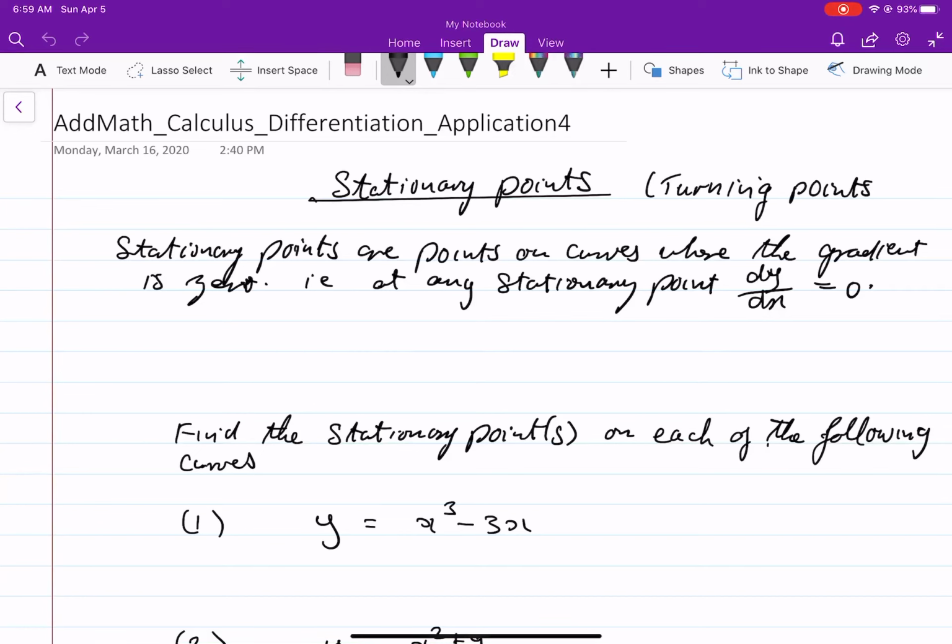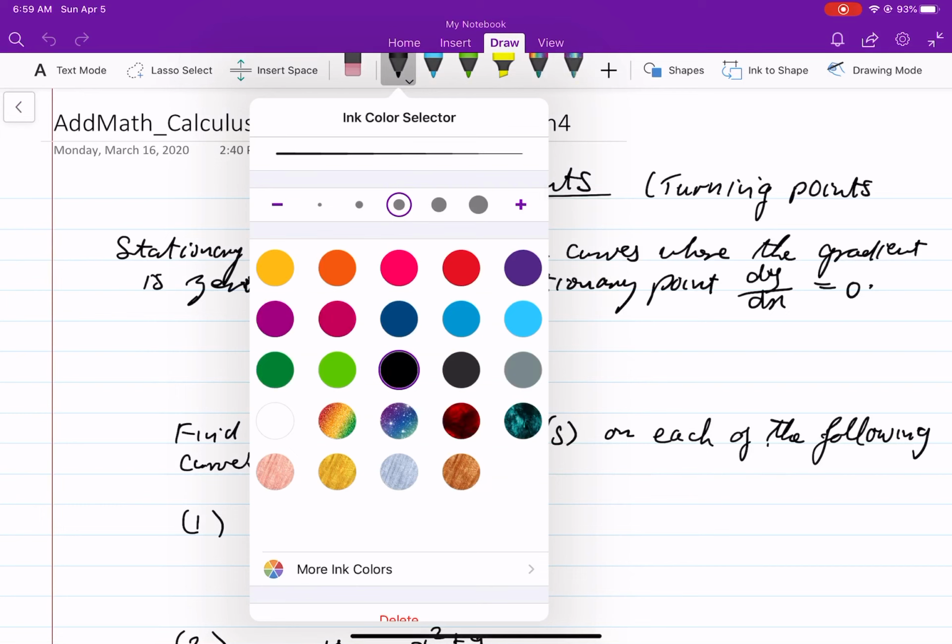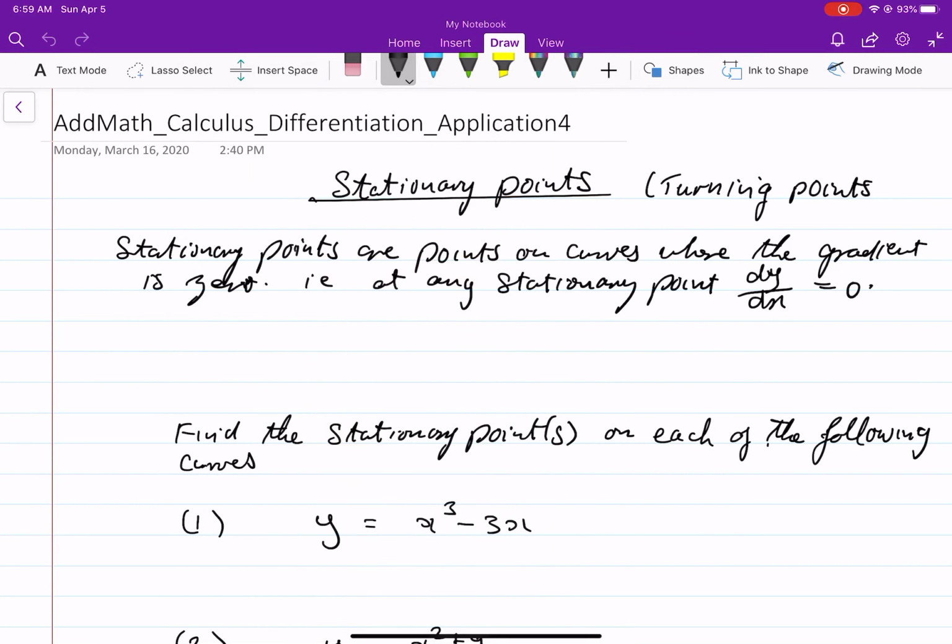Okay, back for another tutorial. This one is about stationary points or turning points.